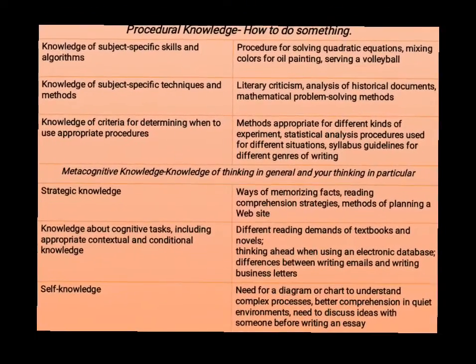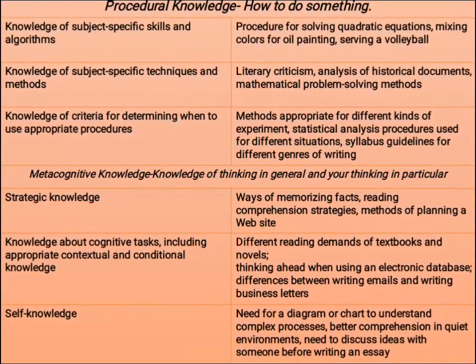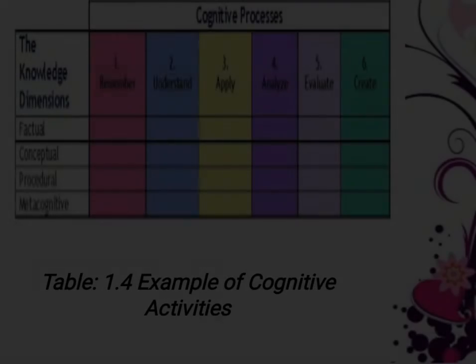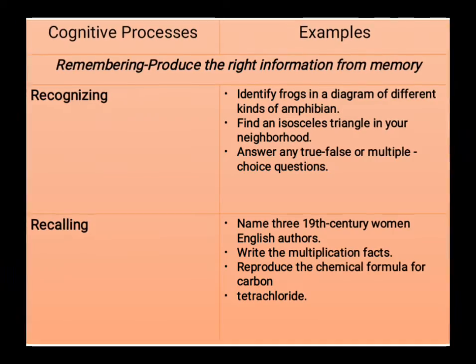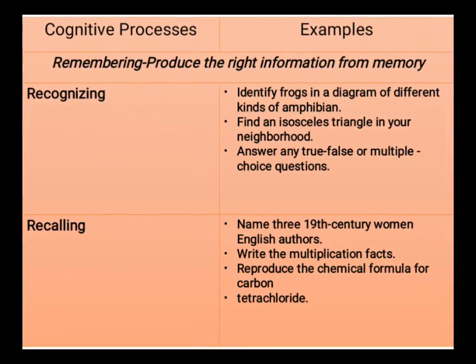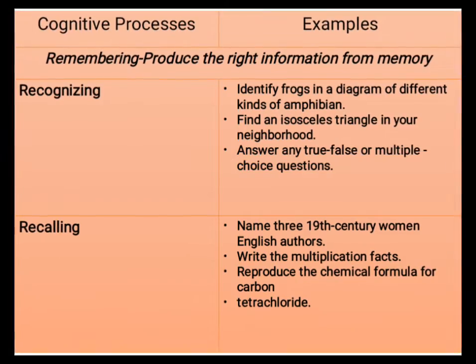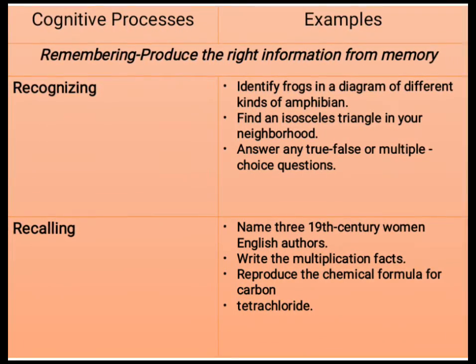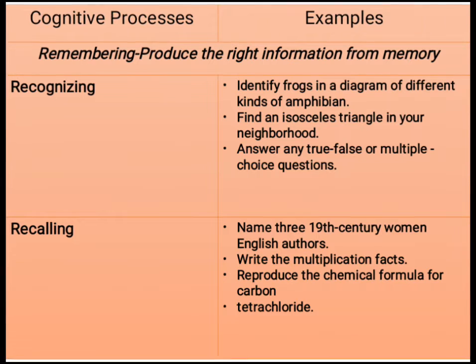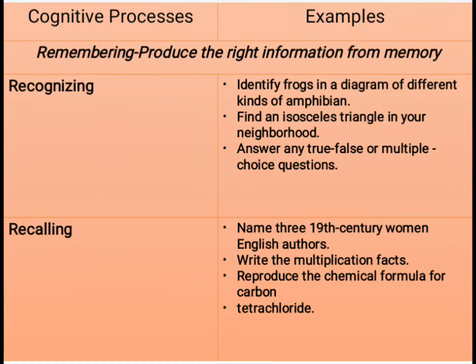This is procedural knowledge, knowing how to do something. Please read the table below. And here are examples of cognitive activities. Here are some examples of cognitive processes. Remembering: retrieve the right information from memory. Recognizing: identify frogs in a diagram of different kinds of amphibians. Recalling: name three 19th century Romantic English authors.